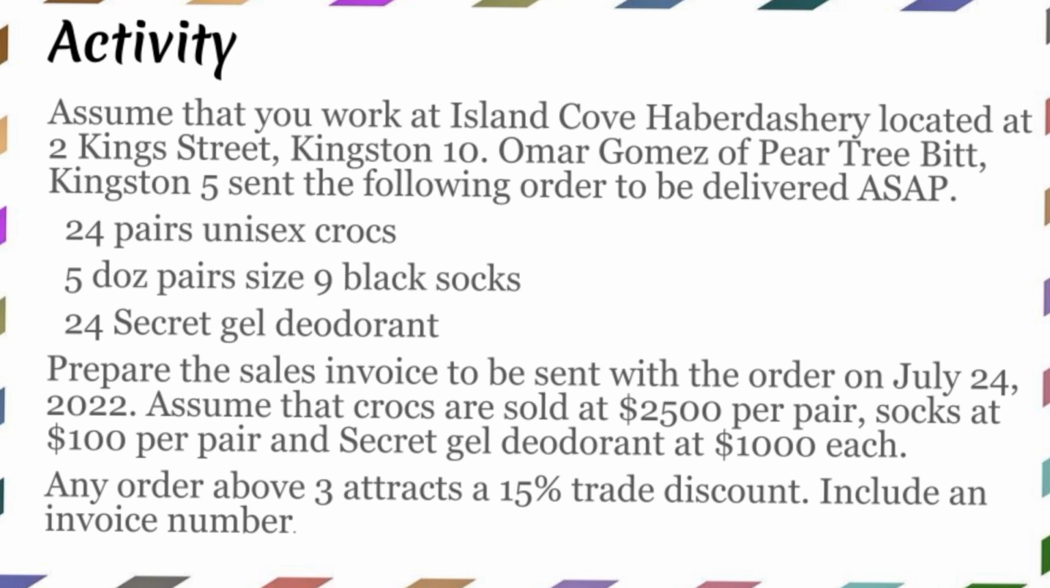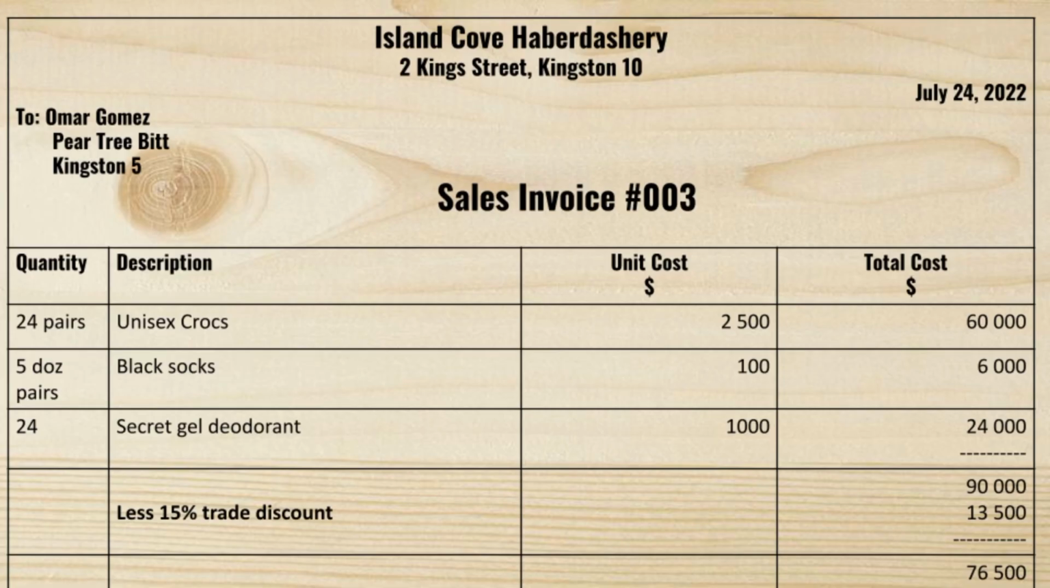Let's recap the information we need to prepare the sales invoice. We need the name and address of the seller, the date the invoice is being prepared, the customer's name and address, and the document must be named and have a unique identifying number. We also need 4 columns bearing the title, quantity, description, unit cost and total cost. Note that only a single $ sign is needed under the cost. Let us take a look at the completed invoice.